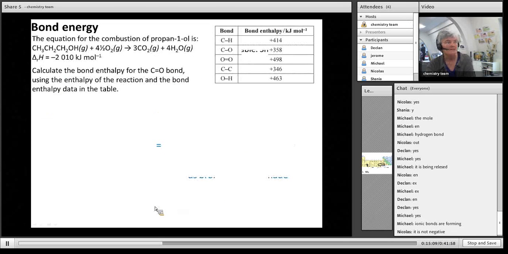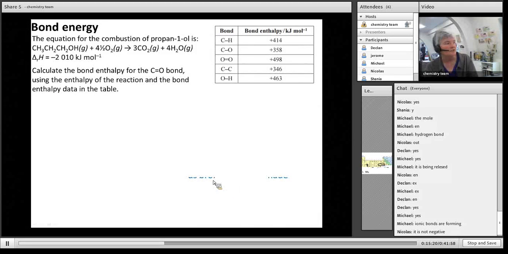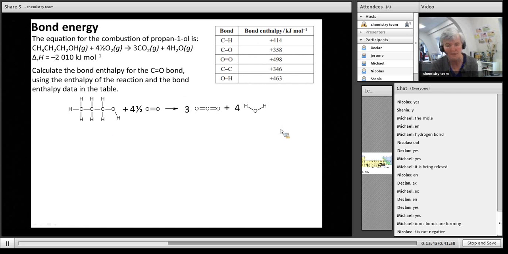Okay, so here's another one now where I give you the overall enthalpy. In the previous one, you had to calculate it for the reaction. So here I give it to you, but you have to calculate the average bond enthalpy for the C double bond O bond. So you get given all the bond enthalpies except for the C double bond O. Now, I strongly recommend when you get given something like this that you actually draw out the molecules, because if you draw them out, you can count the number of bonds much more easily.